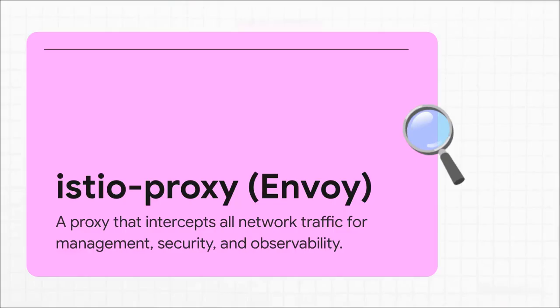This Istio proxy, it's actually a piece of software called Envoy, and it is incredibly powerful. Its whole job is to act like a little security guard that sits right next to your app. It intercepts every single packet of data, both coming in and going out. And that interception, that's the secret sauce. That's what lets you do all the cool service mesh stuff, like automatic encryption, fancy traffic routing, getting all those great metrics, the whole shebang.